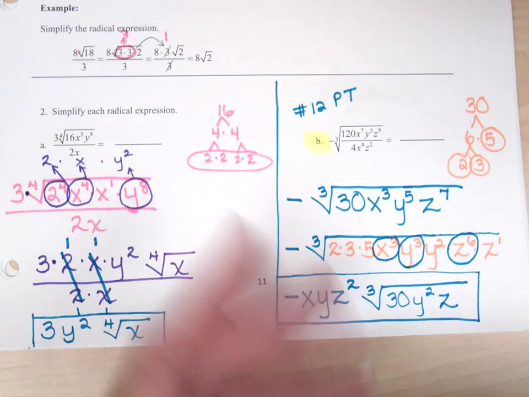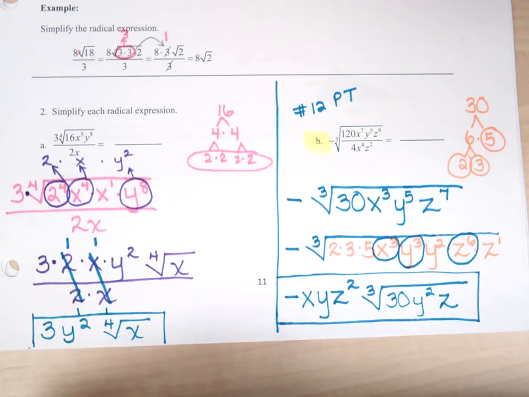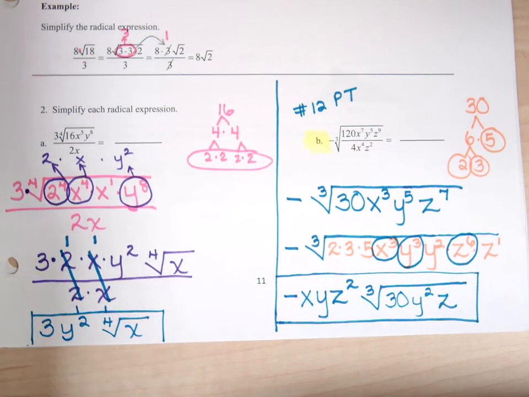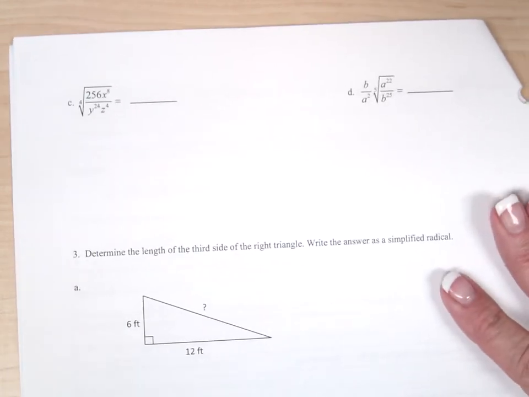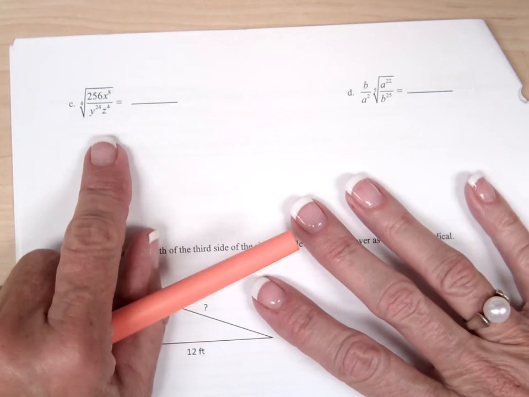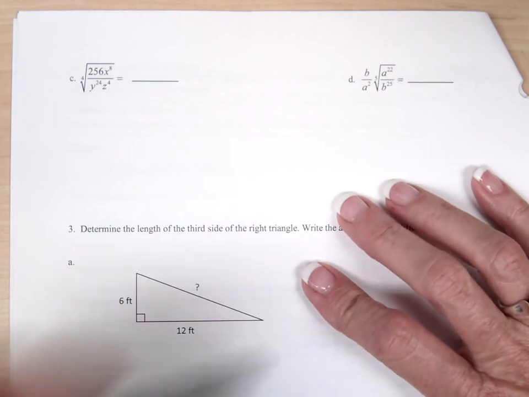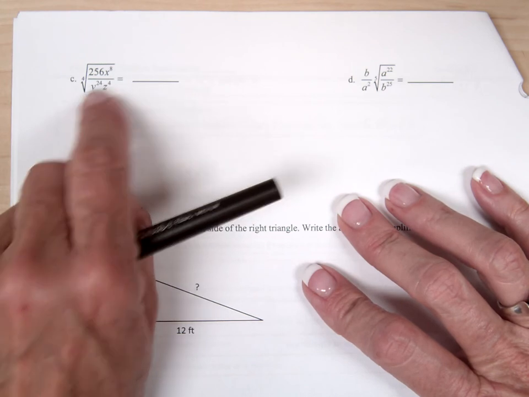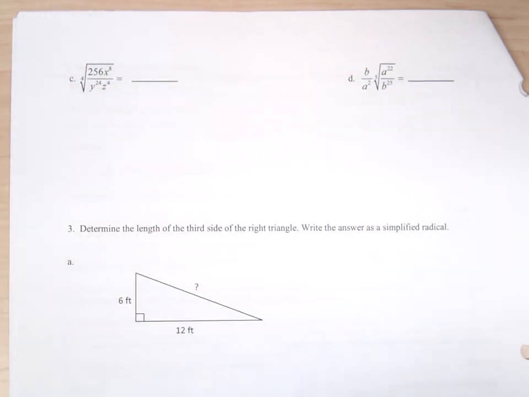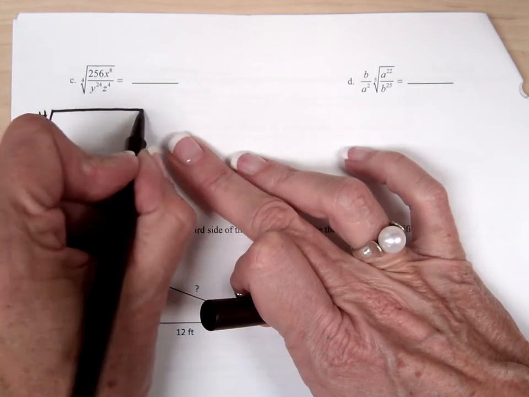So now would be a good time to stop the video and do the two at the top of the next page. So letter C and letter D. Okay, so like I said on the page previous, we're trying to look for anything common. 256 doesn't have anything common. X isn't down here. Y is not up there. Z is not up there. So that tells me to immediately break it into two separate radicals.